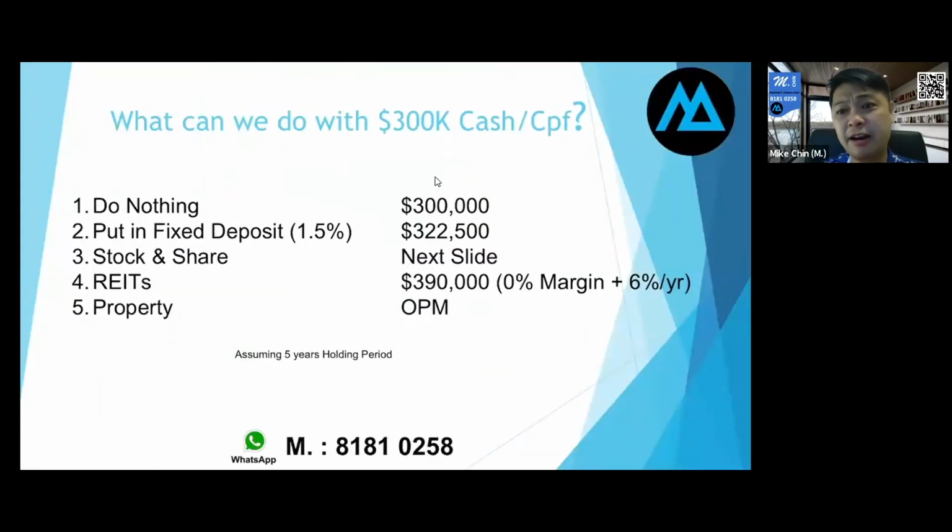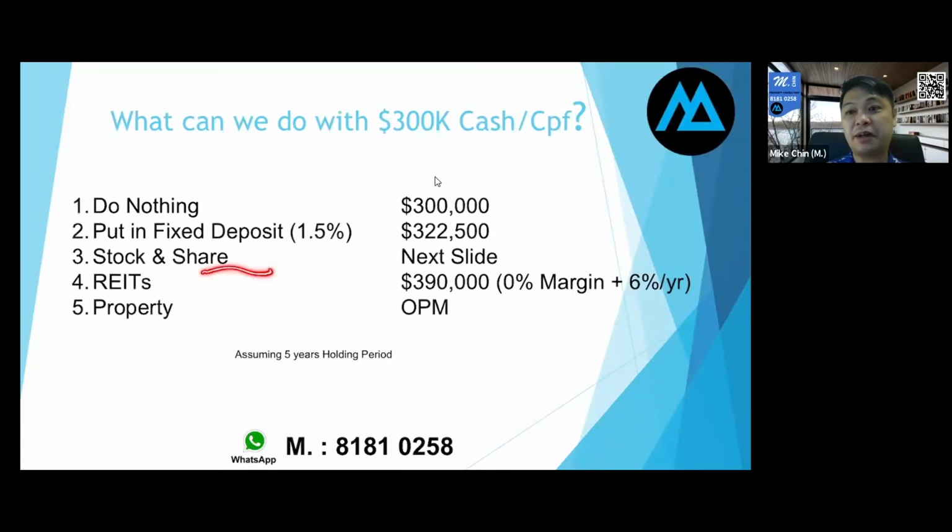Let's say you have 300,000 cash, or maybe CPF, let's say 300,000 cash. If you do nothing, what would happen to it in the next 5 years? Of course, it'll be 300K. But depreciation, inflation kicks in. The $300,000 of 5 years ago is lesser in terms of value, right? If you put it in fixed deposit, what happened? 1.5%, you get 22,500 in 5 years. Is it a good number? All right, we shall see.